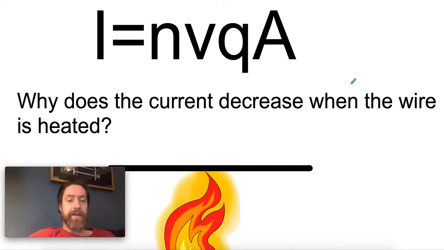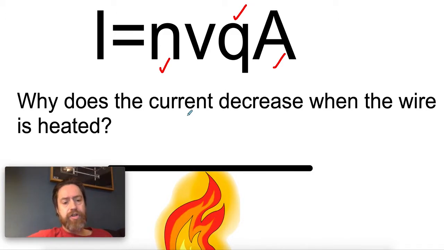Welcome back. All right, so this time, I haven't said anything about the current in the wire. We're saying that it's going to decrease when the wire is heated. So let's look at why that might be. Some of you might go down an angle of saying, well, if you're heating things, they increase in volume, they expand, so the area changes, but it'll be negligible. So we're going to say that the area is going to stay the same. q stays the same. Number of charge carriers stays the same.